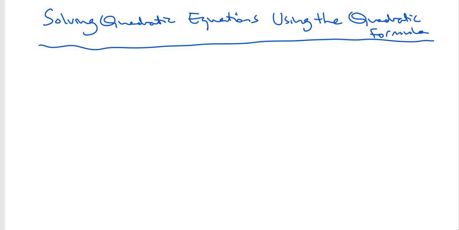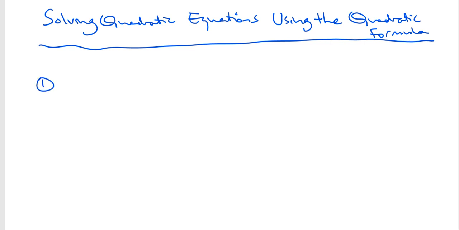So the quadratic formula is a tool that we're going to use when the equation doesn't factor, right? We've already learned how to solve quadratic equations by factoring. Well, what happens if it's not factorable? So we have a new tool. Let's just do a quick recap of solving quadratic equations in other ways.